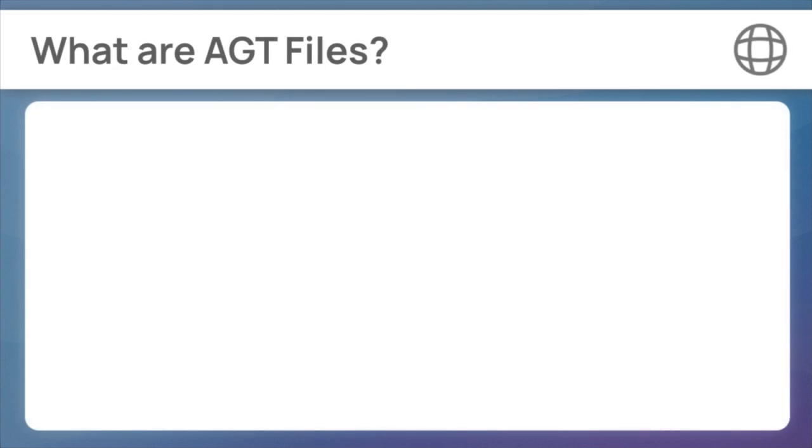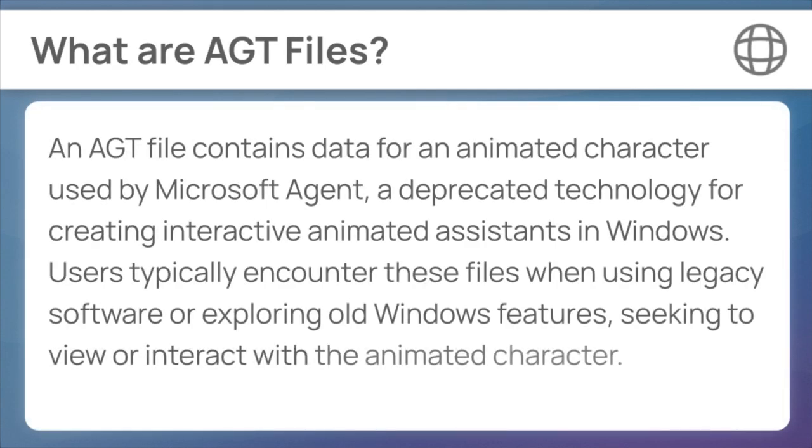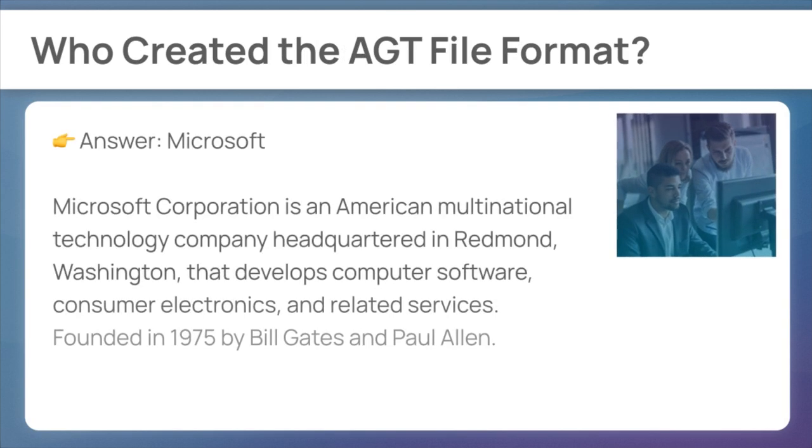An AGT file contains data for an animated character used by Microsoft Agent, a deprecated technology for creating interactive animated assistants in Windows. Users typically encounter these files when using legacy software or exploring old Windows features, seeking to view or interact with the animated character.